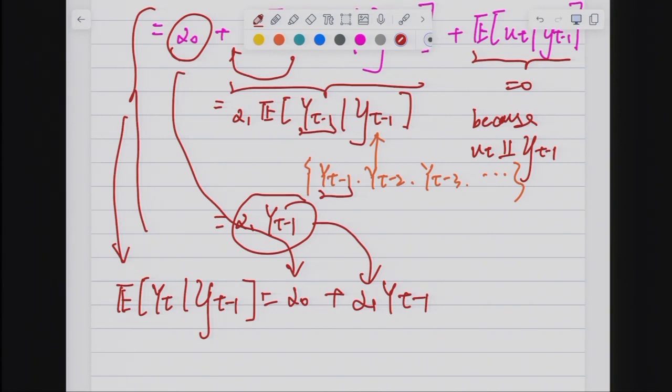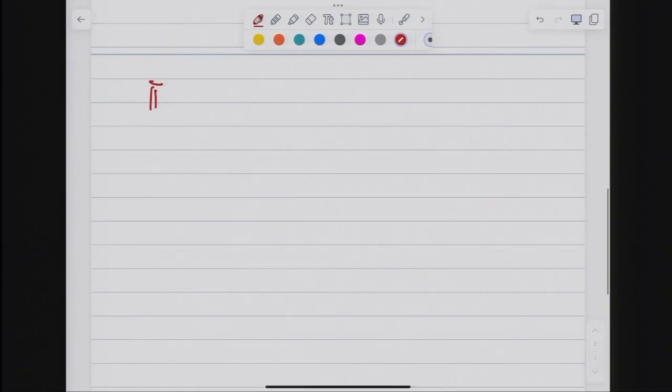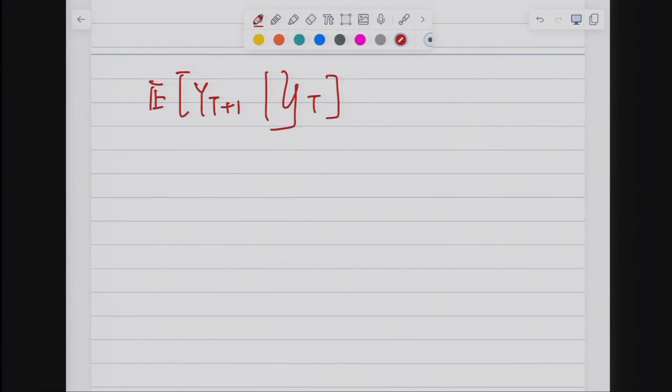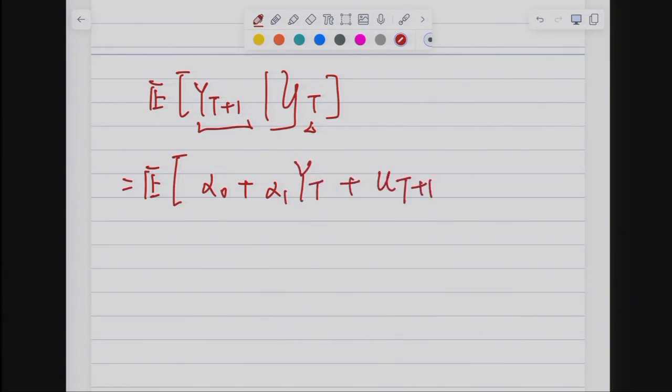Okay? So if we plug in the model equation for the one-step ahead observation, the y_{T+1} given all past information up to capital T, this is equal to the expectation of alpha naught plus alpha 1 multiplied by the immediate past of y_{T+1}, which is just y_T, plus u_{T+1}, the error term at time T+1, okay?